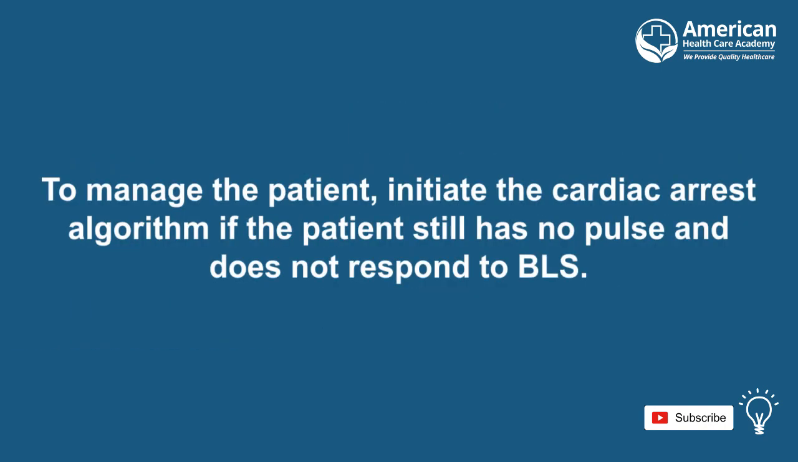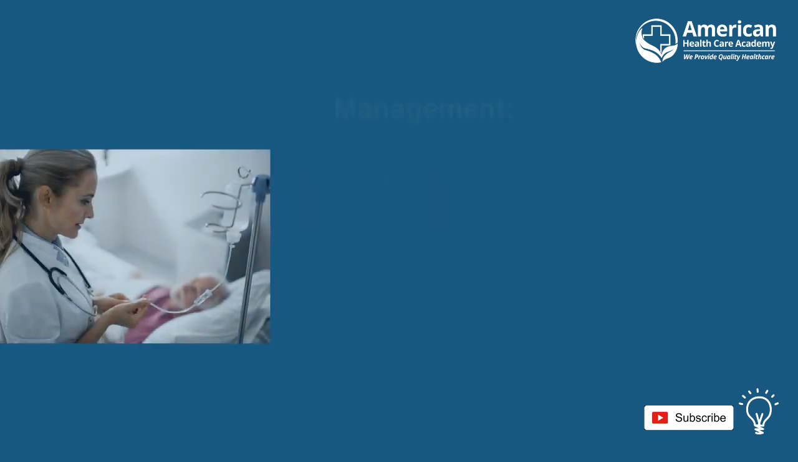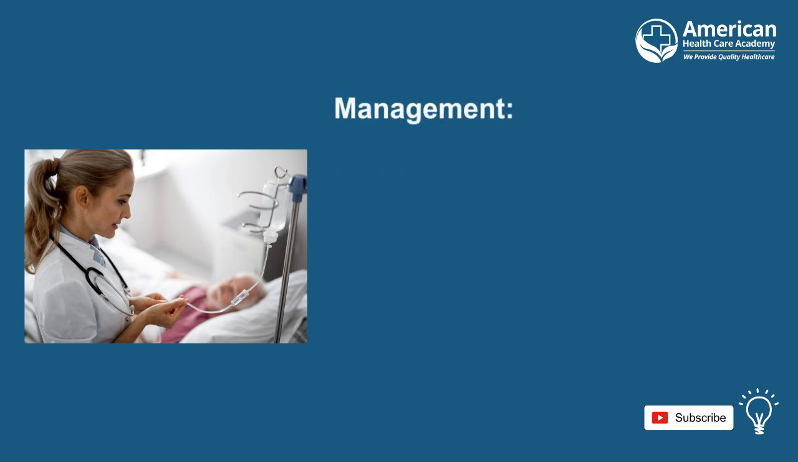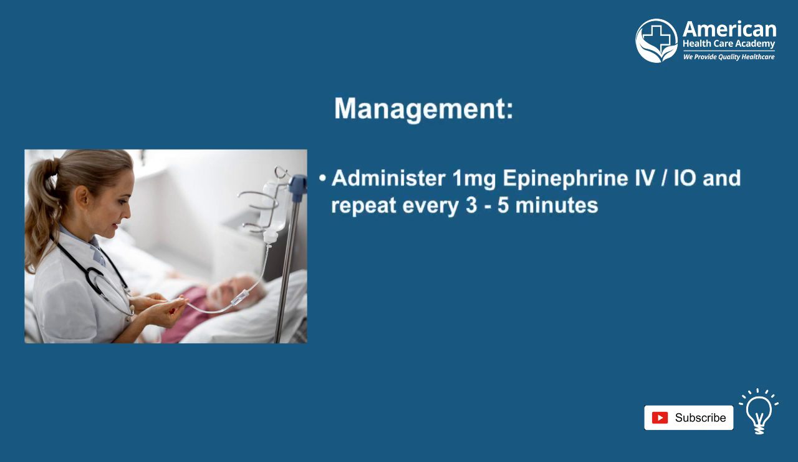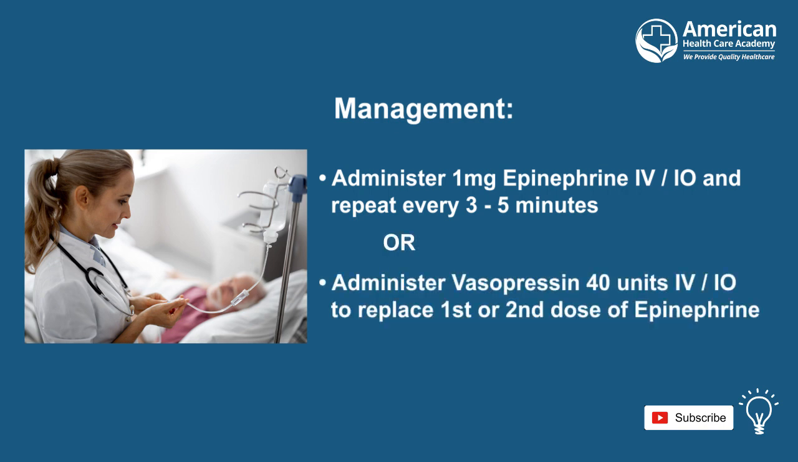For management of the patient, you must initiate the cardiac arrest algorithm if the patient still has no pulse and does not respond to BLS. Once IV or IO access has been obtained, administer the following drugs to the patient. Epinephrine in a dose of 1 mg via IO or IV access and repeat every 3 to 5 minutes. Or you can give the patient vasopressin at a dosage of 40 units via IV or IO to replace a first or second dose of epinephrine.